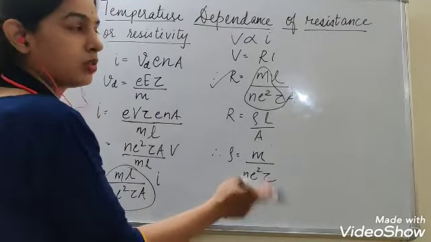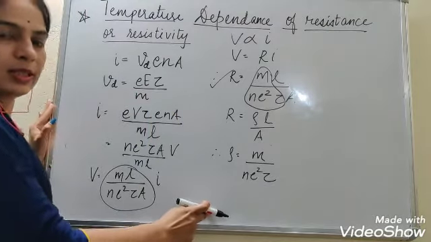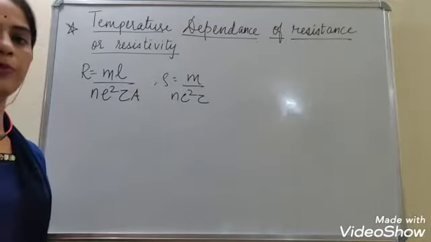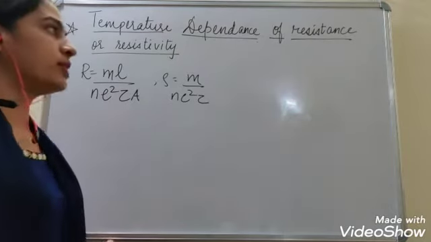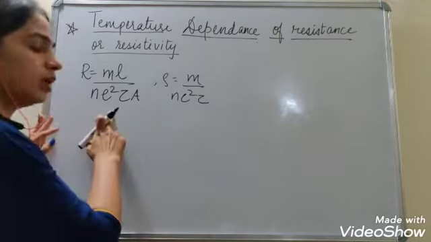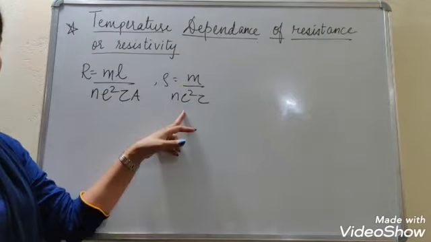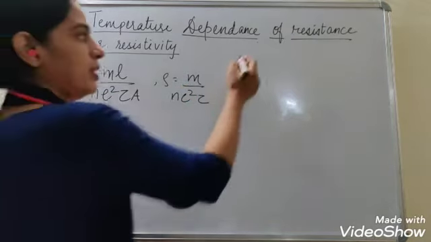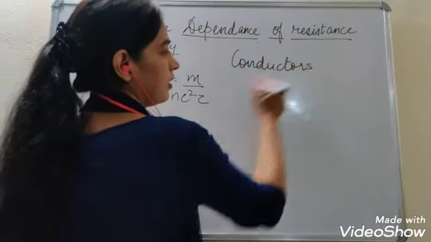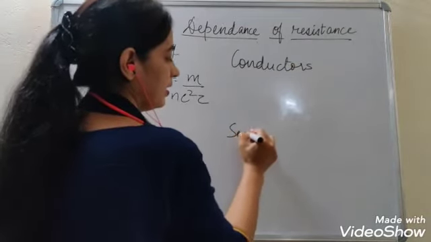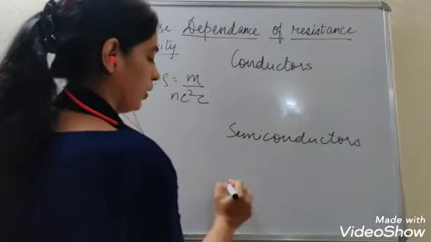Based on these two relations, we will now study the temperature dependence of resistance or resistivity. Our study will start from here. The relation for R is mL upon ne²τA and ρ is m upon ne²τ. Now, we will divide our study into three parts: for conductors, for semiconductors, and for alloys.